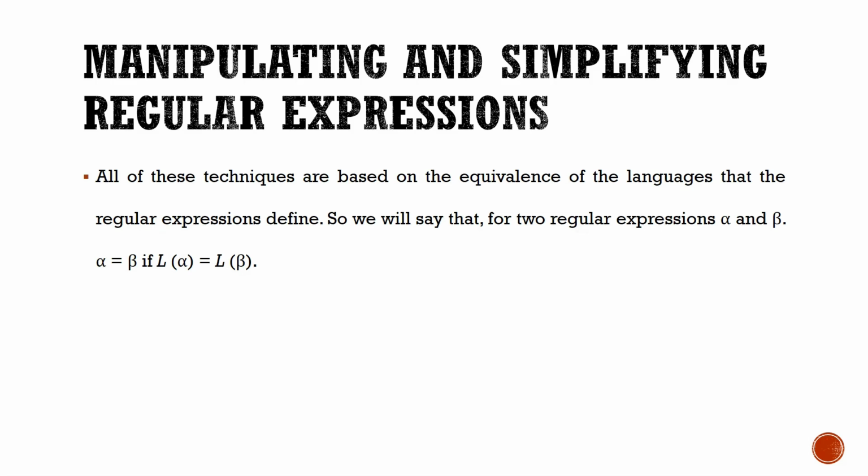So in short, if we have two regular expressions, let them be alpha and beta, and we have to show that alpha equals beta, then the language accepted by alpha is equal to the language accepted by beta. We need to manipulate the expression, either alpha or beta, so that we can prove that the language accepted by alpha is equal to the language accepted by beta.